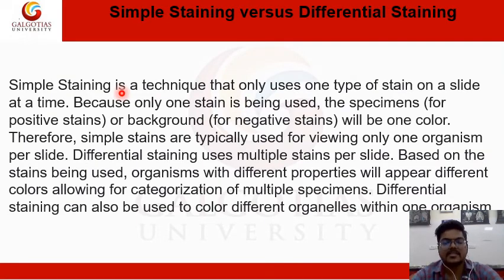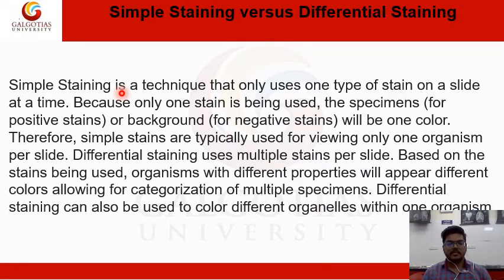Now, simple staining versus differential staining. Simple staining is a technique that uses only one type of stain on a slide at a time. Because only one stain is being used, the specimen for positive stains, or the background for negative stains, will be one color. Therefore, simple stains are typically used for viewing only one organism per slide.